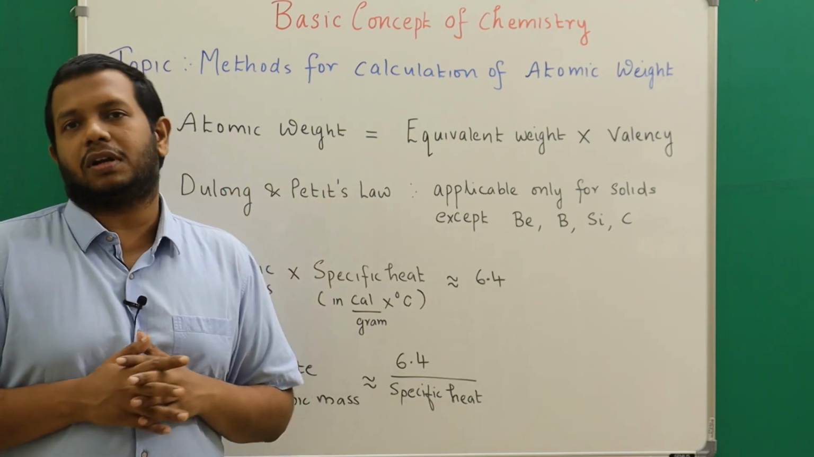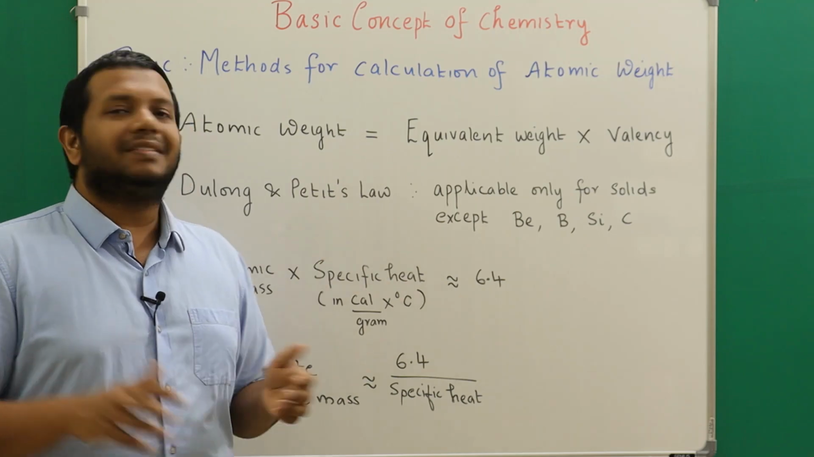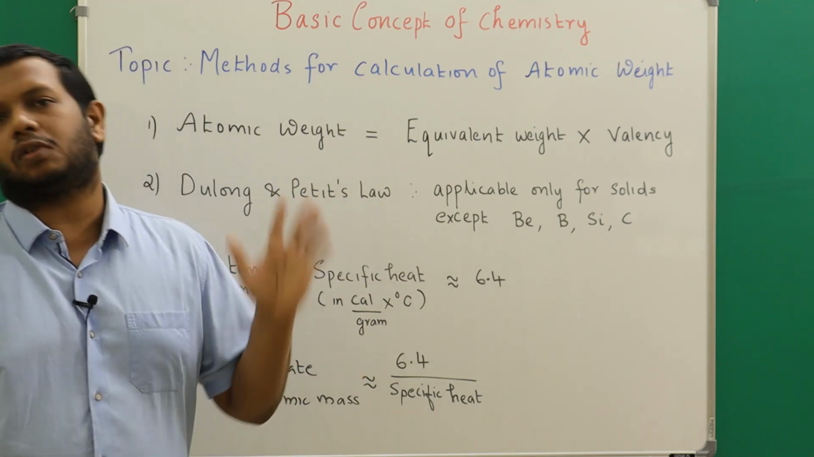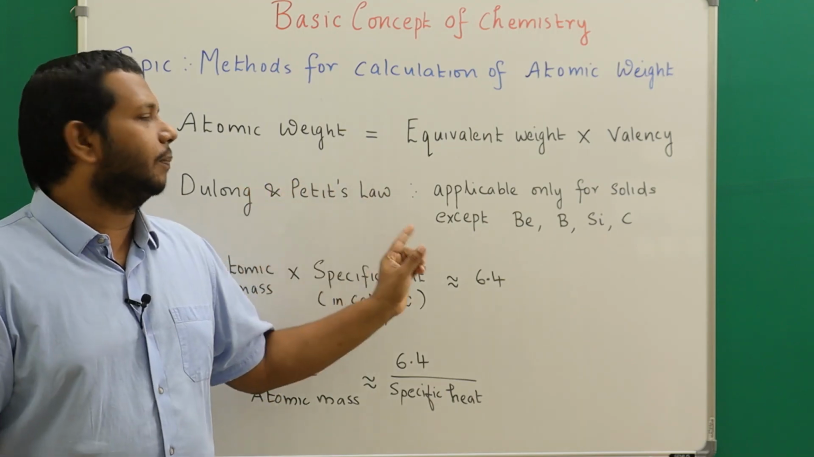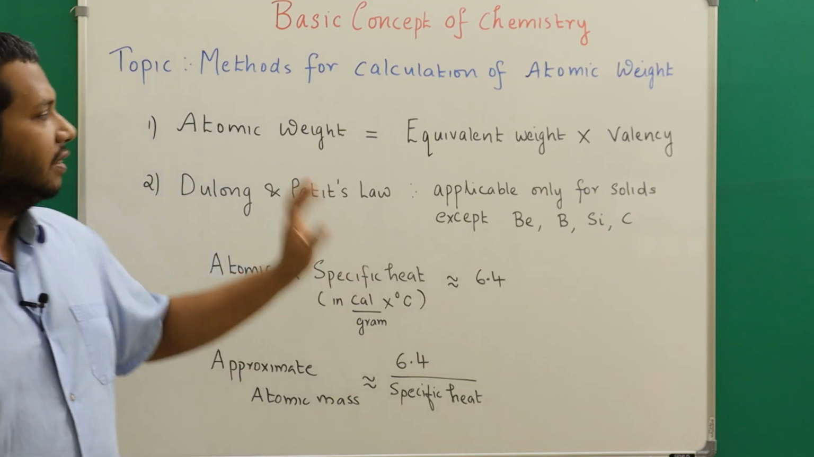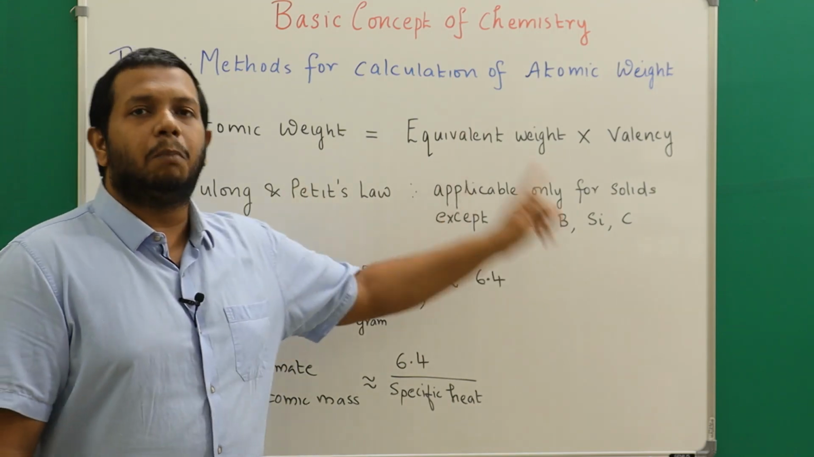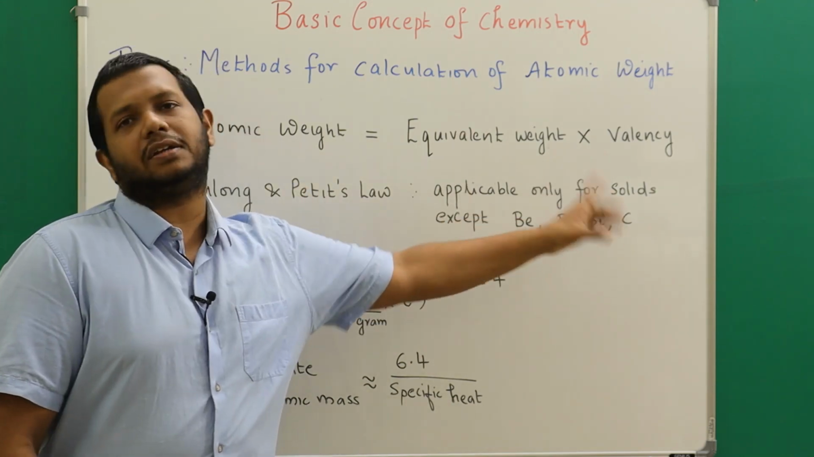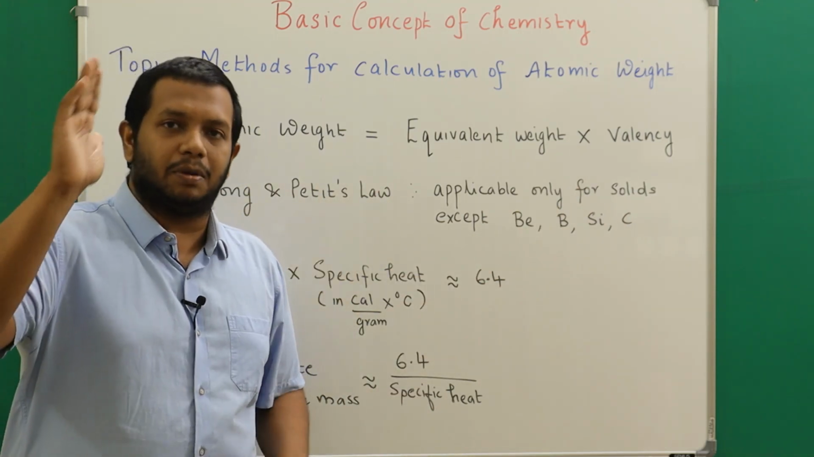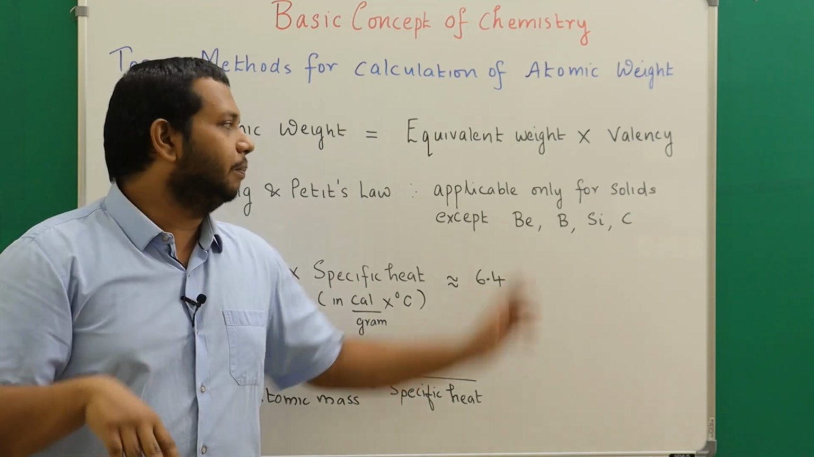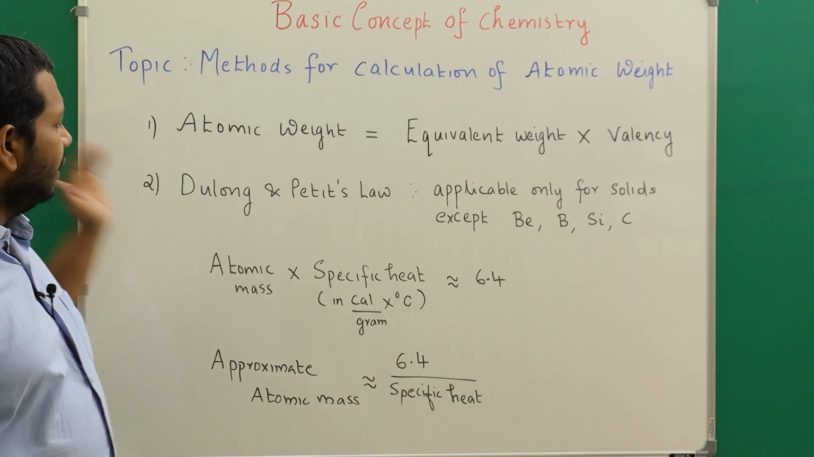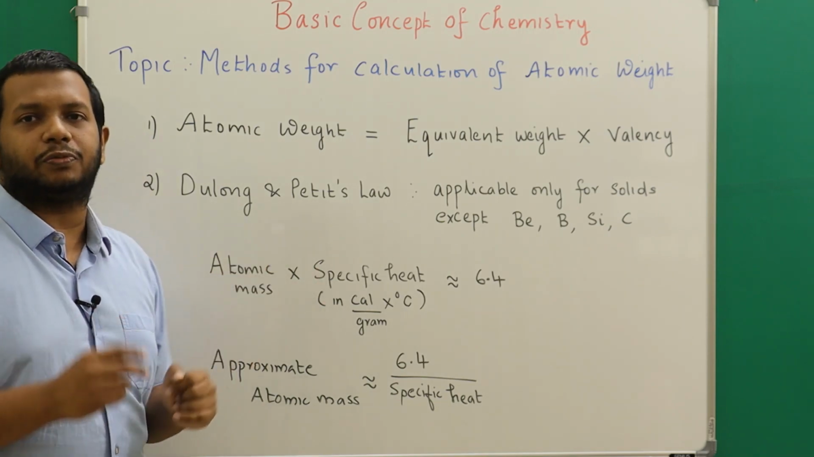The major important thing with respect to this law is this is applicable only for solid things. That means it can be solid metals or solid non-metals. But there are certain solid elements for which this is not applicable, and that exception is beryllium, boron, silicon and carbon. So the main point to remember here is it is applicable mainly for solids except beryllium, boron, silicon and carbon.